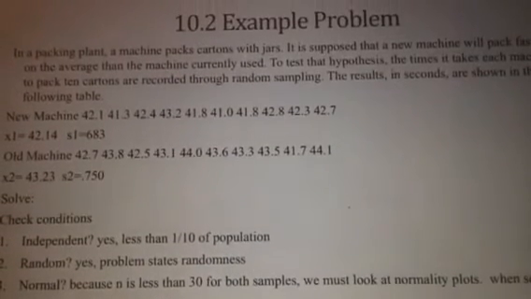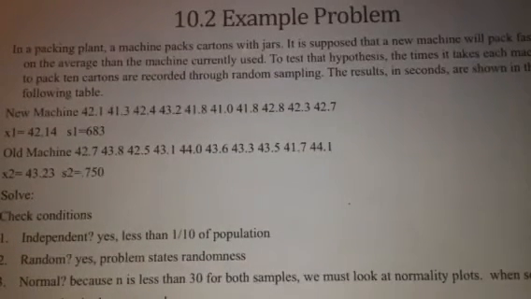So to solve it, we have to check the conditions. Is it independent? Yes. It is less than 1/10 of the population. Random? Yes. And the problem states the randomness. Normal? Because n is less than 30 for both samples, we must look at a normality plot. When you do it on your calculator, it is shown that they're both normal.